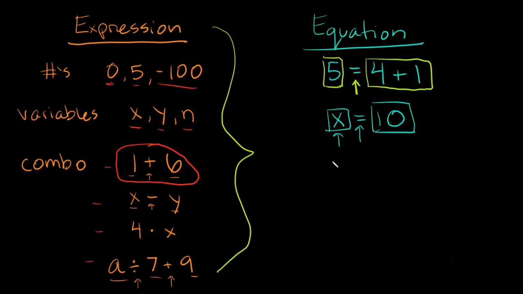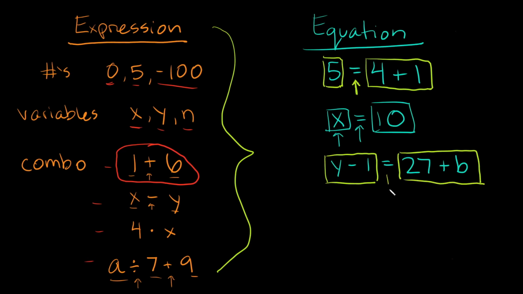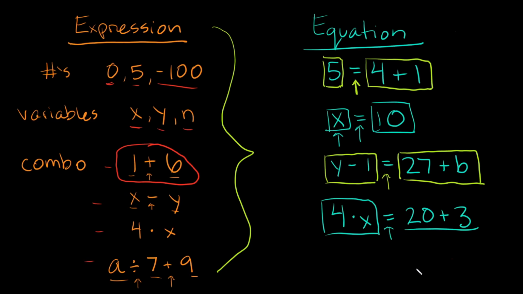Another example could be y minus 1 is equal to 27 plus b. So this is an expression, and this is an expression, and they are both connected with an equal sign. And just a couple more examples. If we had 4 times x is equal to 20 plus 3. Again, this is an expression, and so is this, and they are connected with an equal sign. And let me give you one more. What if we had x divided by y is equal to 5 minus n?